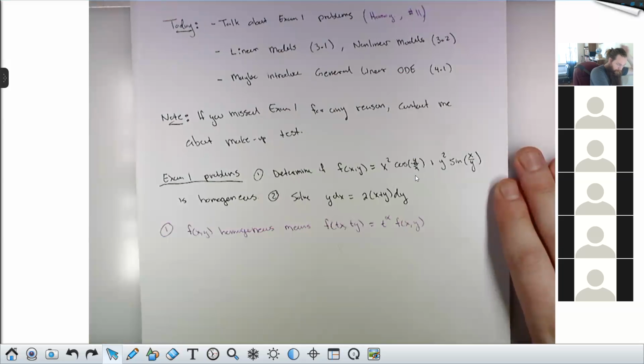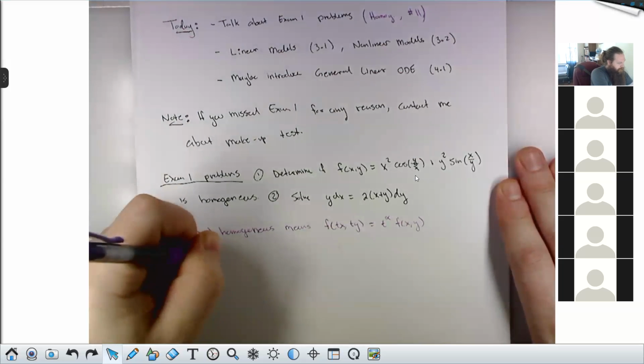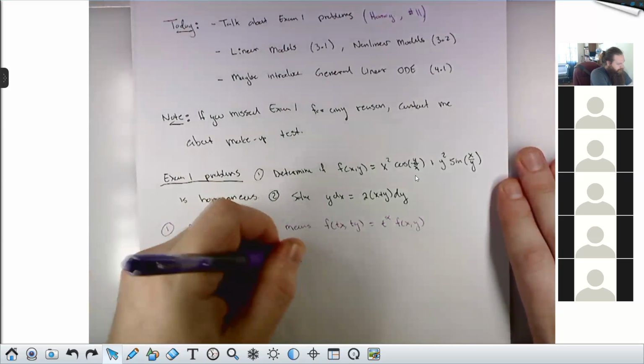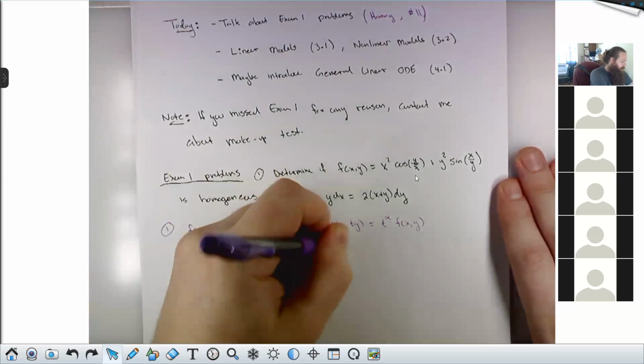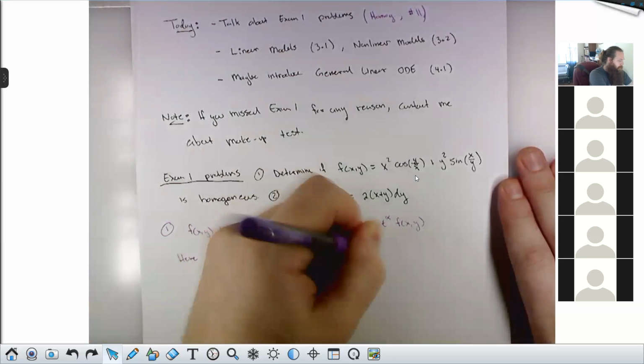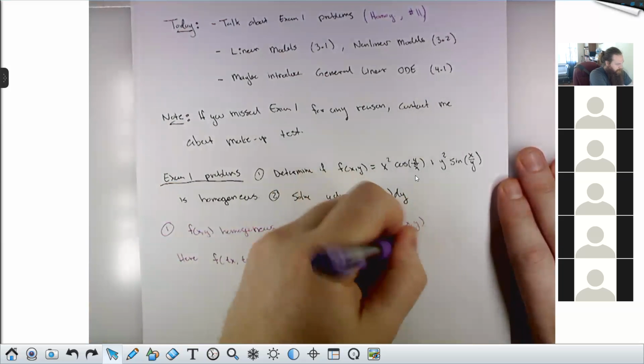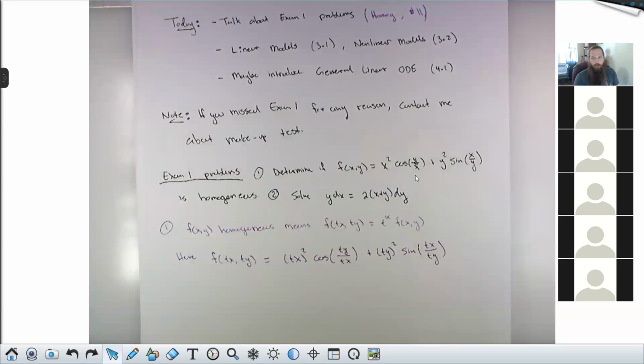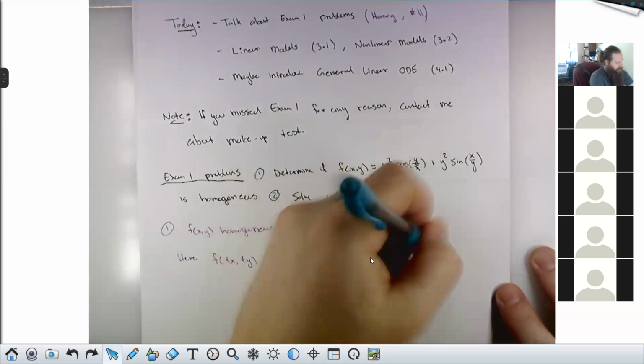So here, f of tx comma ty is tx squared times the cosine of ty over tx plus ty squared times the sine of tx over ty. So everywhere there's an x, I swap it for tx. Everywhere there is a y, I swap it for ty. That's what this notation means, right? Function notation. And now I'm going to try to simplify and see what I get. There are a few places where I'm thinking you can see some nice things happening. For example, in here, these t's will cancel.